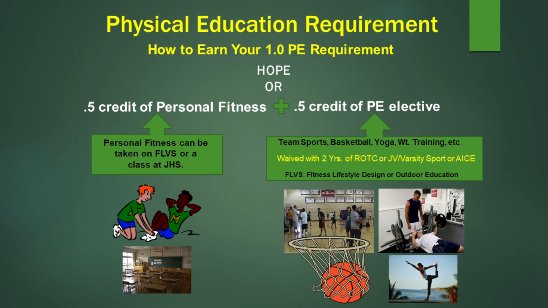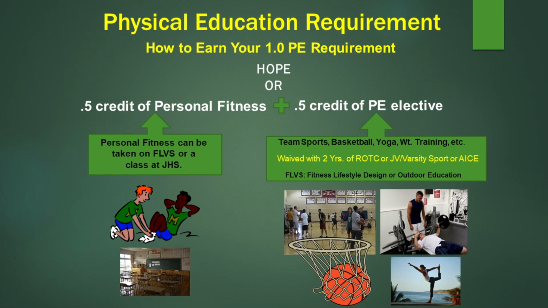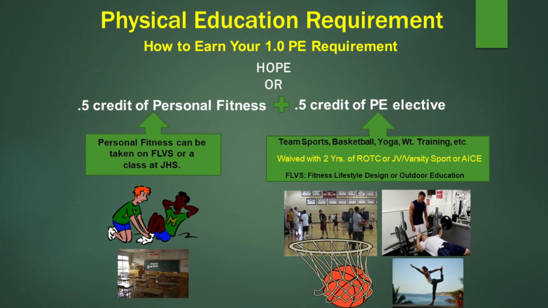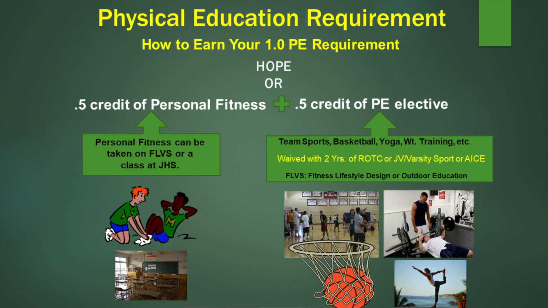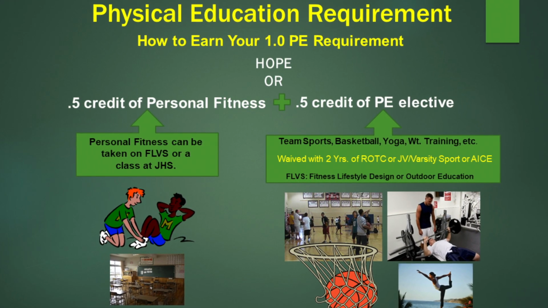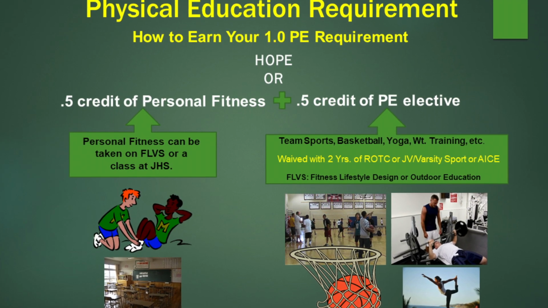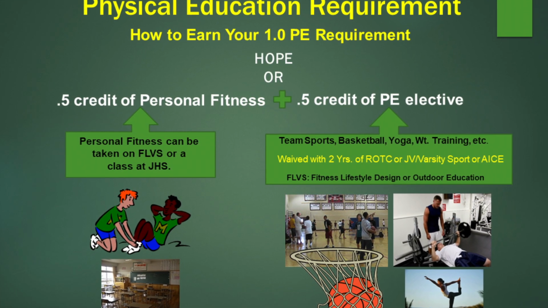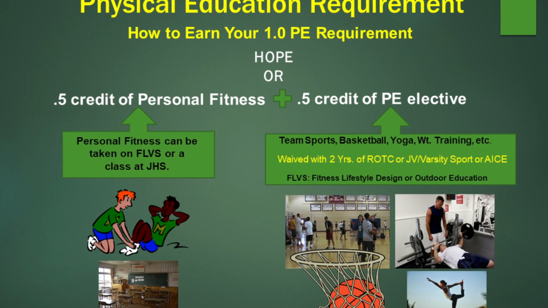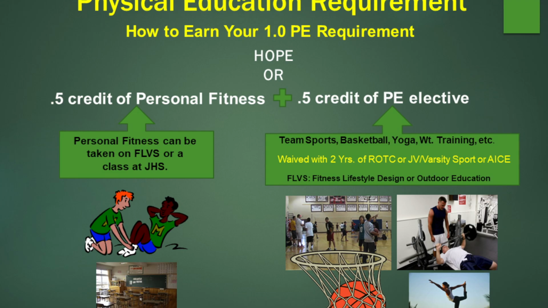The physical education requirement can be earned a few different ways. 1, you can take HOPE. 2, you can take a 0.5 credit of personal fitness and a 0.5 credit of PE elective. 3, earn a waiver if you play 2 years of a JV or varsity sport. 4, earn a waiver if you are in ROTC 4 years. 5, can be exempt from PE requirement if you follow the ACE curriculum or earn the ACE diploma.